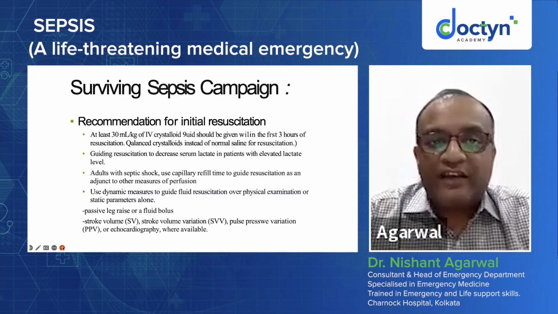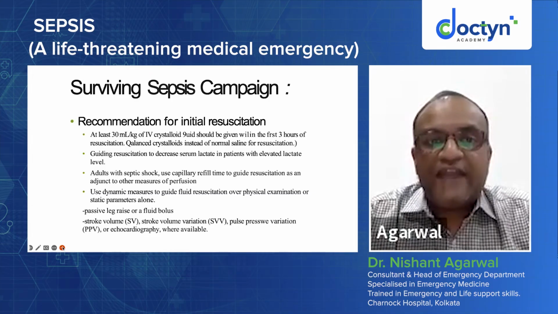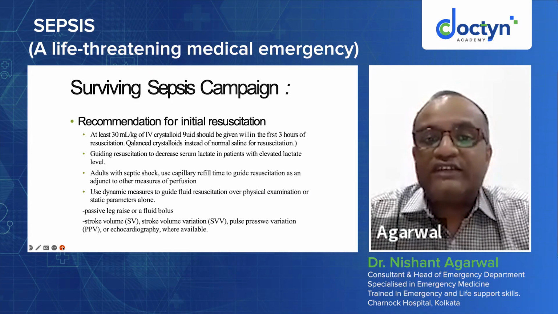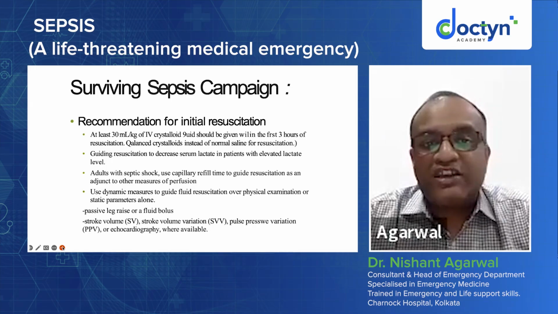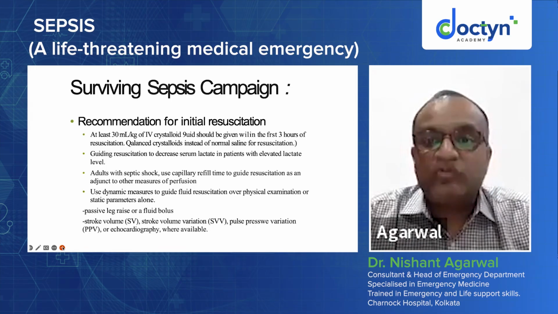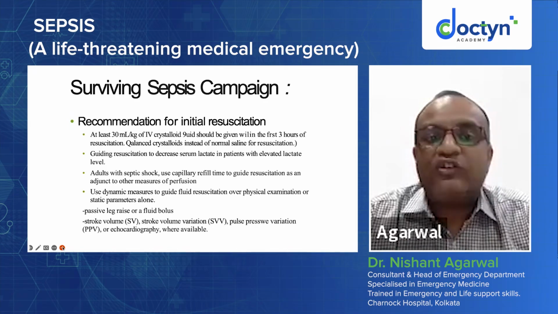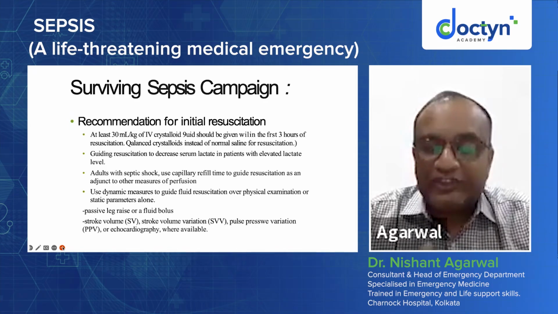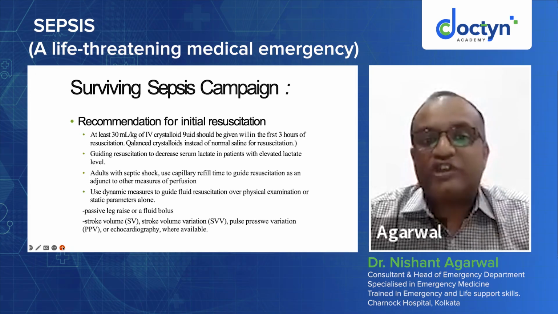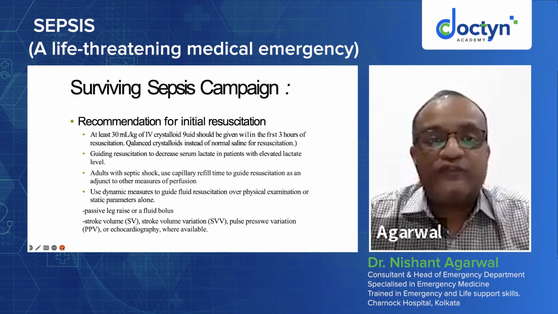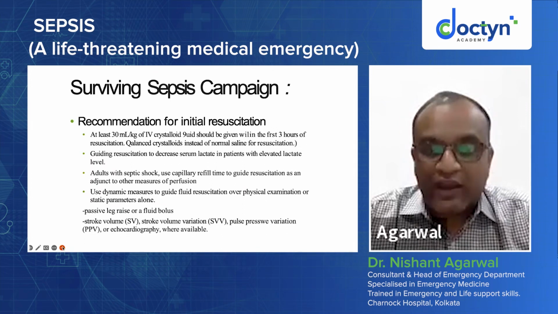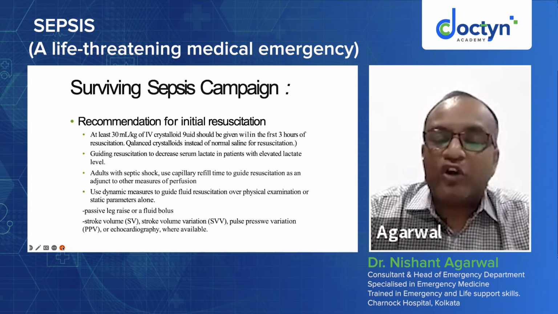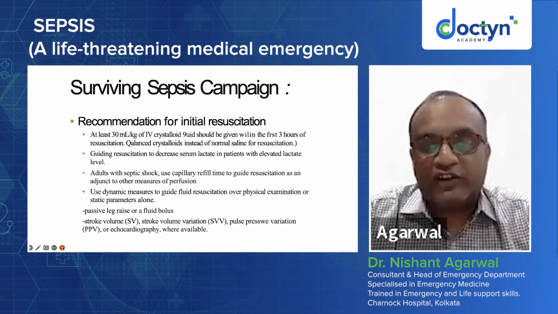So, there is a Surviving Sepsis Campaign, and the recommendation for initial resuscitation includes at least 30 ml per kg of IV crystalloid to be used in the first 3 hours of resuscitation. Now, this choice of crystalloid, it is always crystalloid. We should not go for colloids or anything else. And the choice amongst the crystalloids is always a balanced crystalloid.